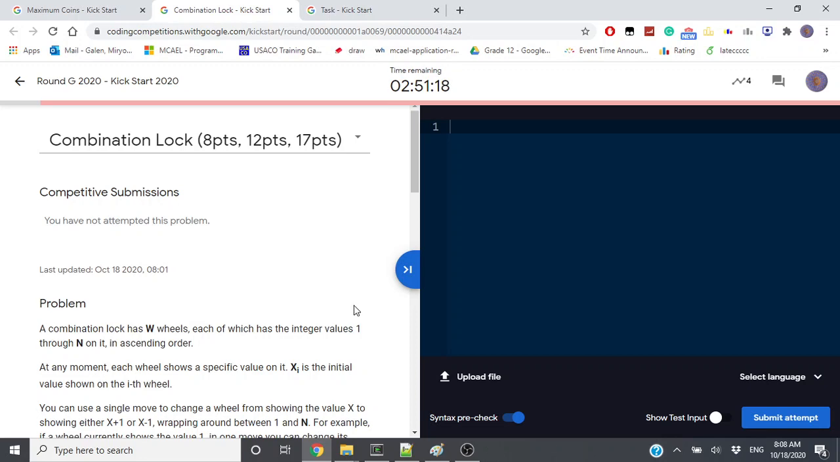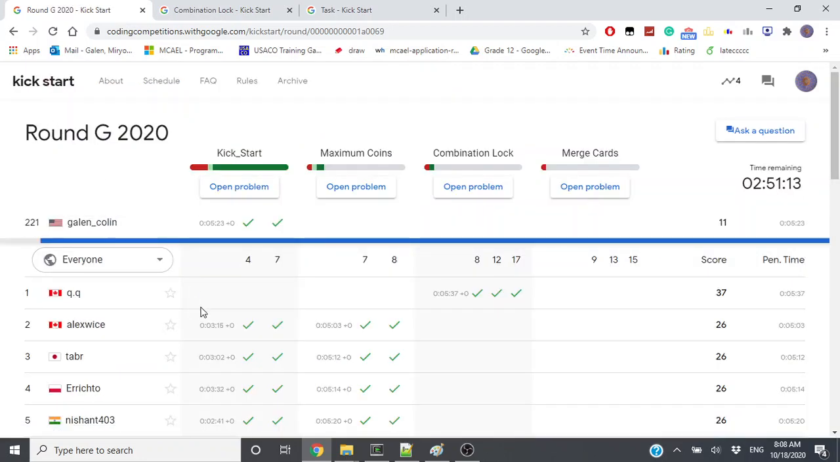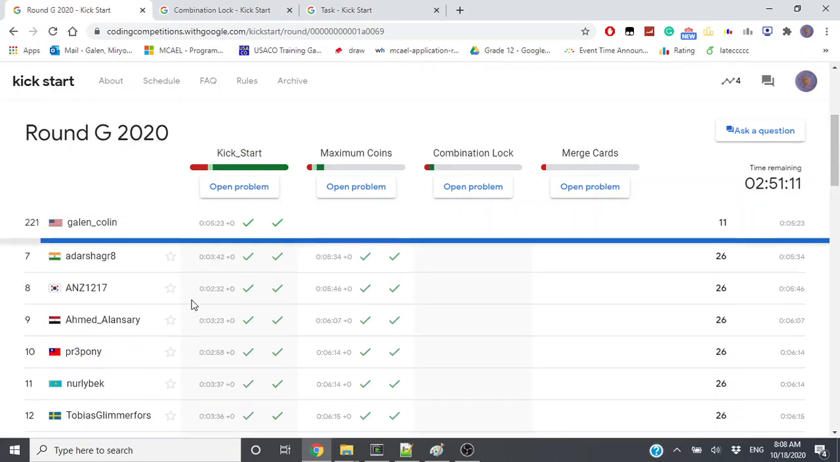Sorry. It says 3 subtasks. Okay, we got that one. How are we doing right now? Seems like everyone has got the speed.